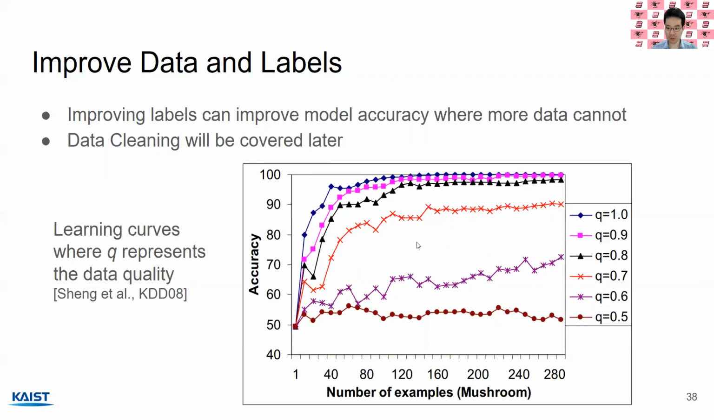So in this case, the only way to improve the model accuracy is to improve the label quality, which can be done by relabeling techniques like labeling multiple times and taking a majority vote, for example. And so it's very important that your data is of a certain quality, because if not, then however much data you have, it may even have a negative effect on model accuracy. You can also improve the quality of your data, and we're going to cover this topic in the data cleaning part of this tutorial.